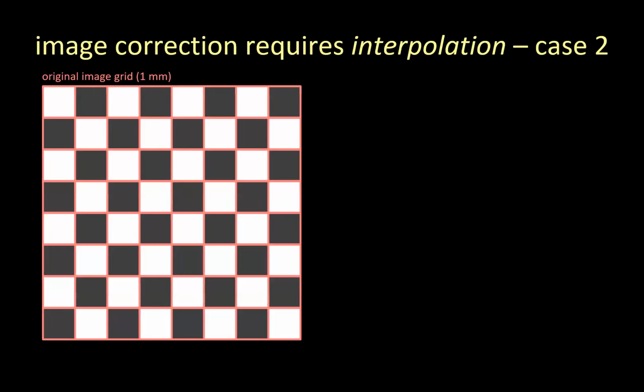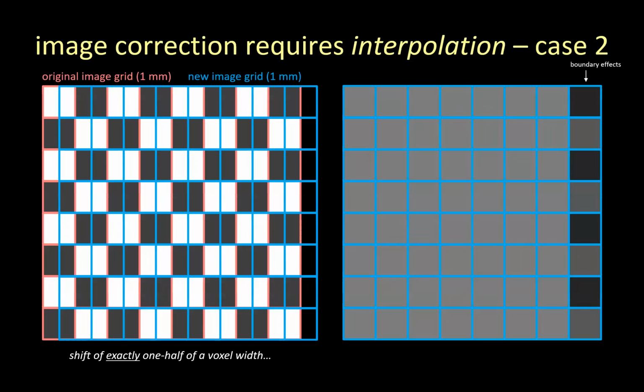It gets more interesting. So now say we have, again, case 2. In this case, I'm going to move the new image grid by exactly half a voxel, 0.5 millimeters. We see that in this kind of case, there's a lot more smoothing.